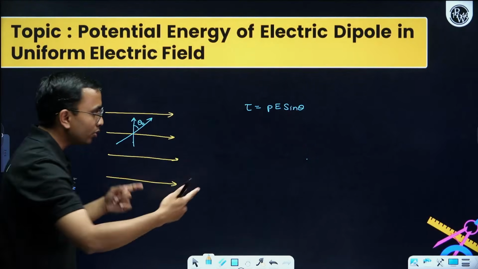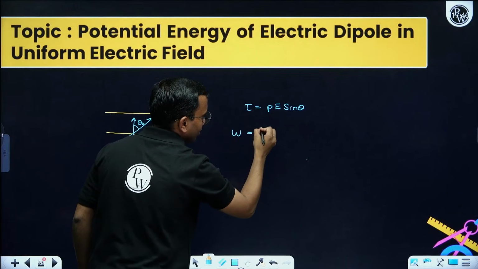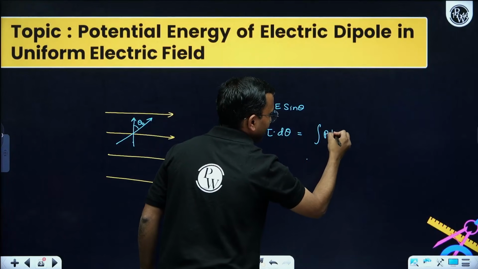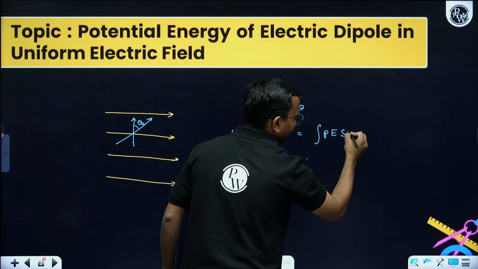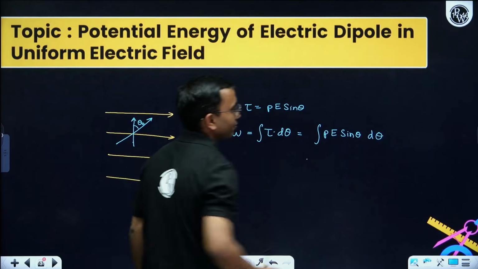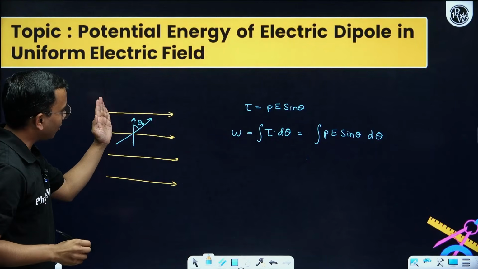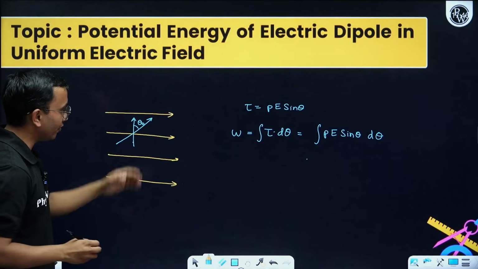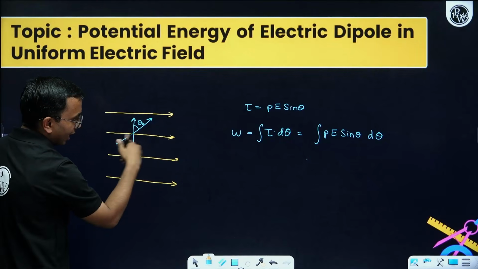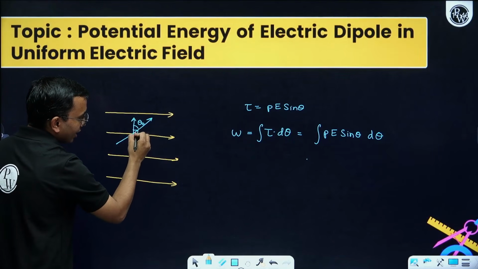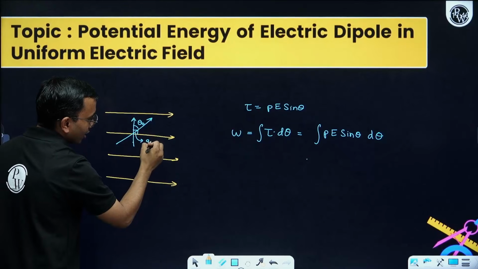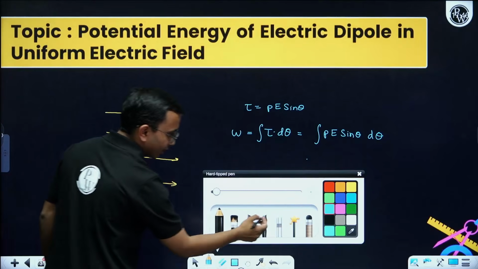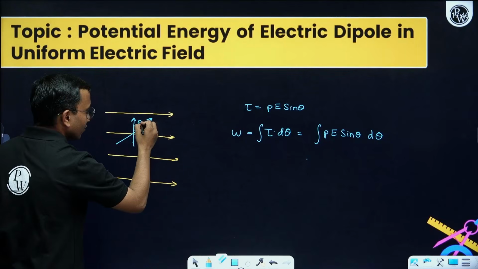So how much work will I do? Work W is the integration of tau dot d theta, so this is the integration of PE sin theta d theta. And the theta that we have to take is with the electric field. With the electric field, initially the theta was 90 degree. Let me take this theta naught also with the electric field so that there is no confusion.